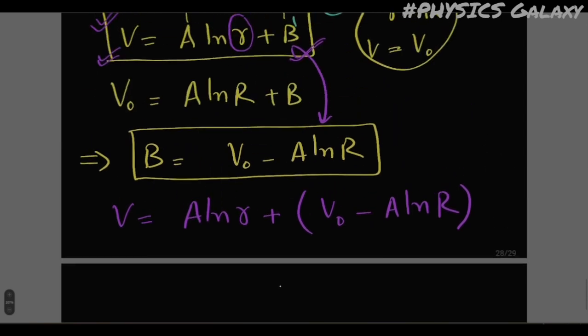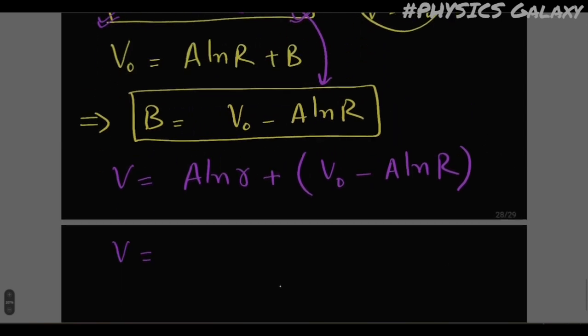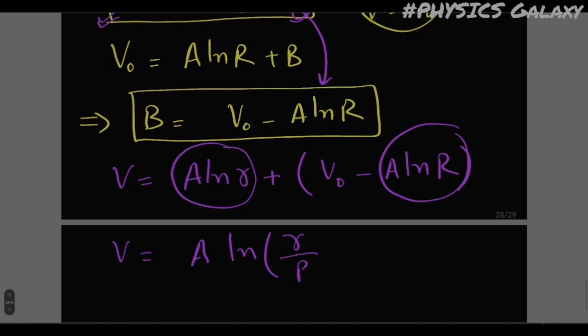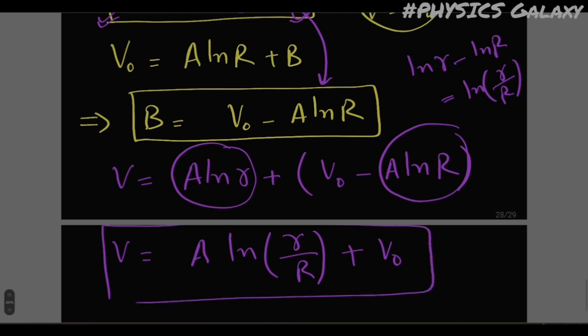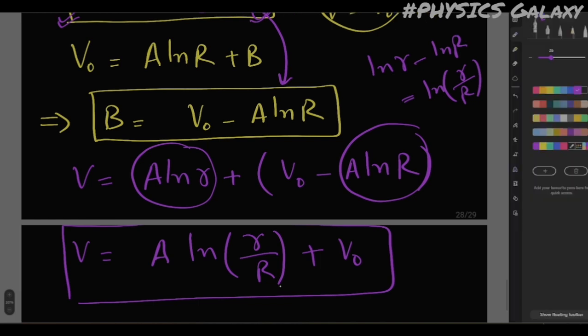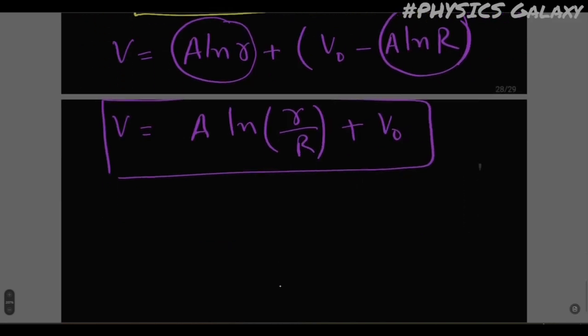Now let's do some separation here. I'm taking A as a common constant from this term and this term, so what I'll get is A ln of r by capital R, because we know ln of r minus ln of capital R is simply ln of r by capital R, and plus V naught. So this is my equation, but still A has to be found. I have not found the value of A. So how to find it? We can use a boundary condition now.